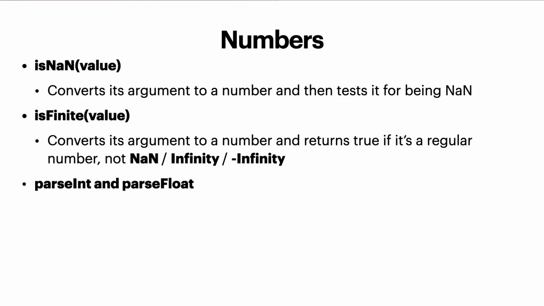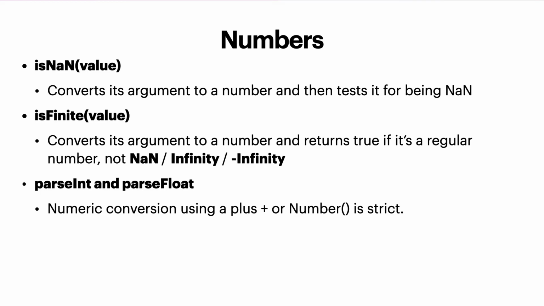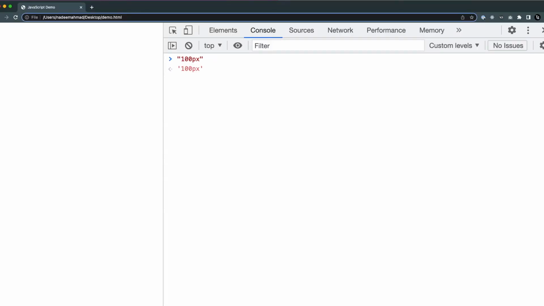Now let's talk about parseInt and parseFloat. Numeric conversion using a plus operator or a Number constructor is strict. If a value is not exactly a number, it fails. So let's say we have this value that is basically 100px and is basically a string. So when I convert it to a number by adding the unary operator at the beginning, you can see that we are getting NaN, because it's a mixture of number and the letters. The sole exception is spaces at the beginning or at the end of the string, as they are ignored.